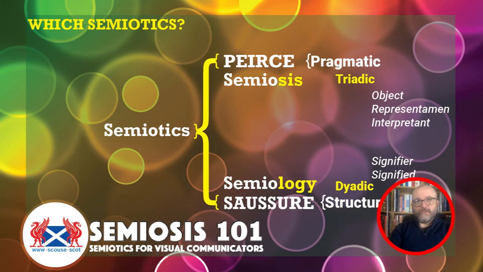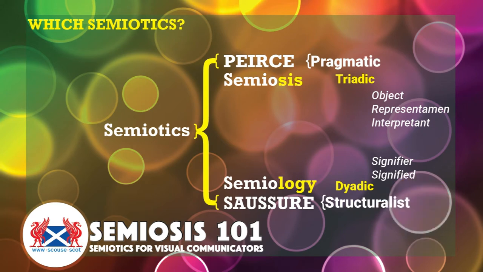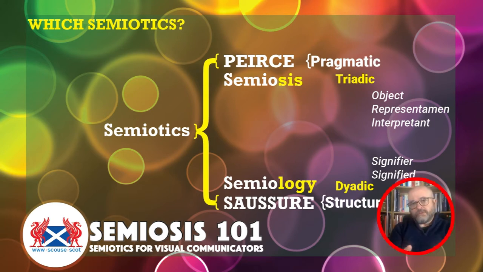Okay, so in this video, we're just going to explore a bit further the triadic nature of Peirce's semiosis. And just as a quick overview, if you come to this with your only understanding of semiotics being the signifier and the signified, that comes from the Saussurean structuralist theory of semiotics, which is semiology, which is dyadic in nature. The whole of these videos on my channel are focusing on the pragmatic triadic nature of Charles Sanders Peirce's semiotic theory of semiosis.